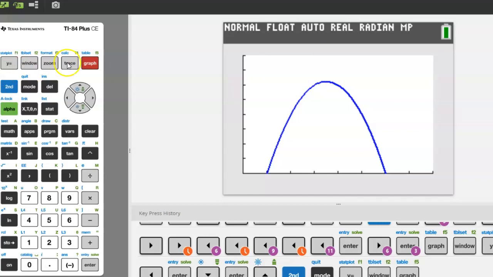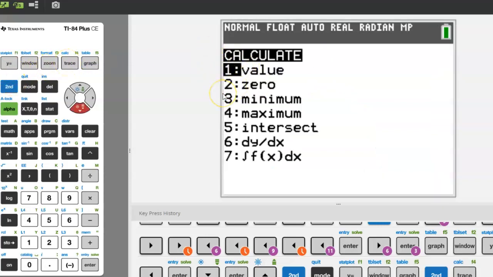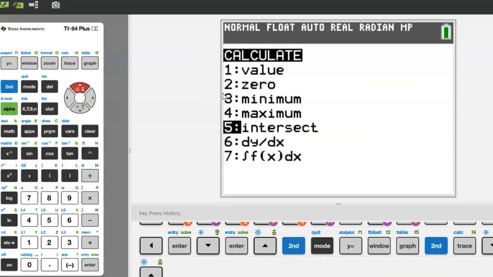Do not use the trace button. Hit second trace, and that's going to give us this screen. And if you notice the fifth option here, you can just type in 5 on your keypad, or we can just arrow down and hit 5 and enter. Either way, this is going to find us the intersection.